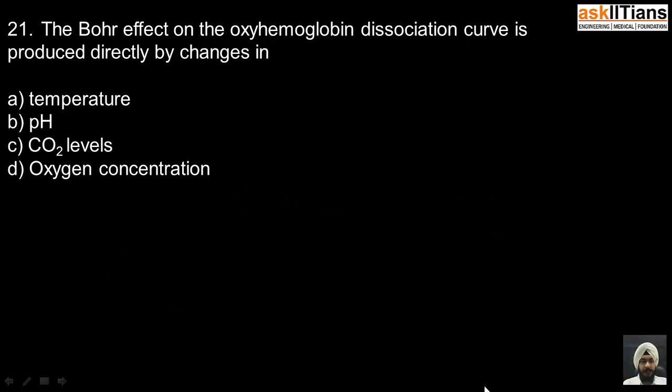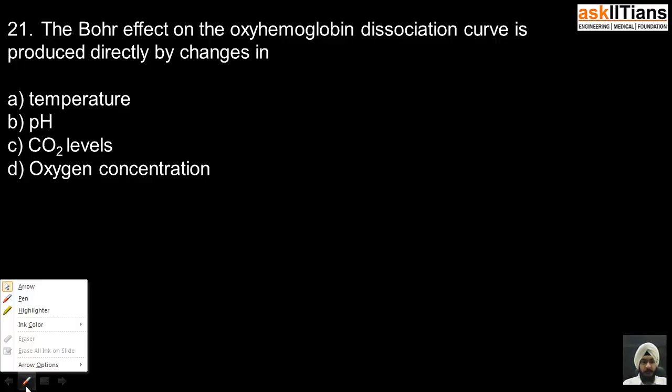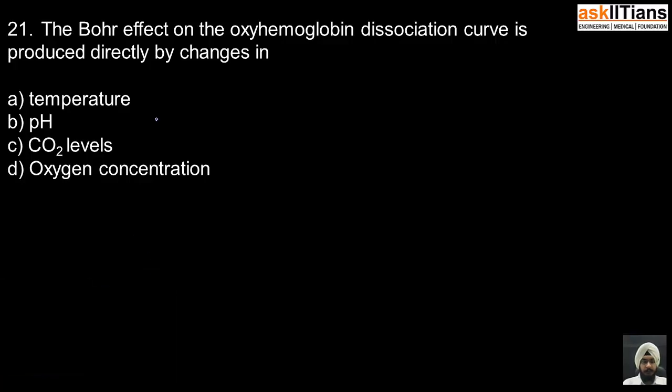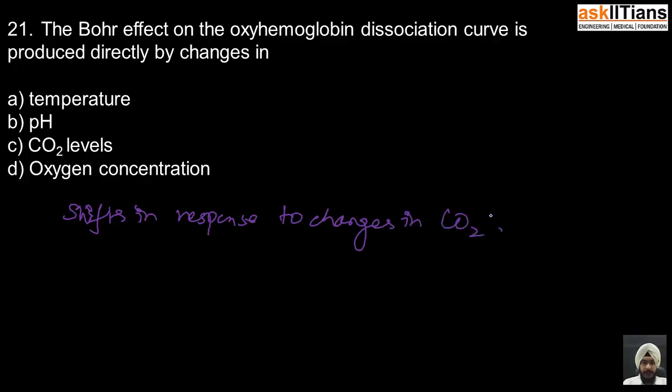Let's go to the next question, which says the Bohr effect on the oxyhemoglobin dissociation curve is produced directly by changes in. So we have four options given: temperature, pH, carbon dioxide levels, and oxygen concentration. So let me explain what is Bohr's effect. Bohr's effect is the change in the oxyhemoglobin dissociation curve. Basically, this curve shifts in response to changes in carbon dioxide and pH.